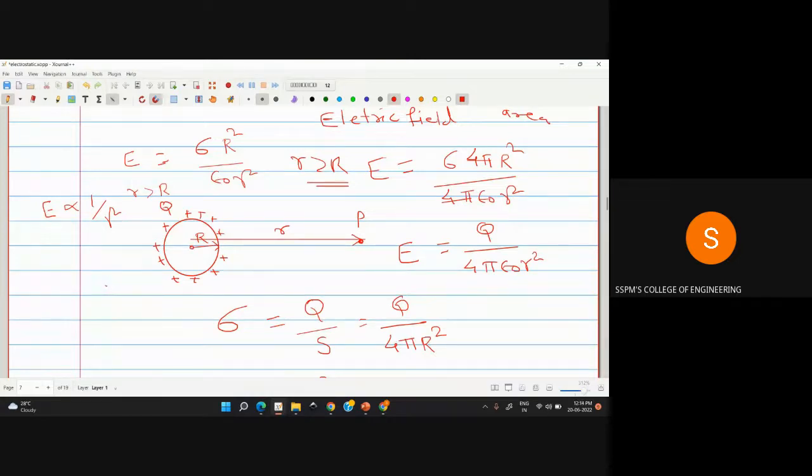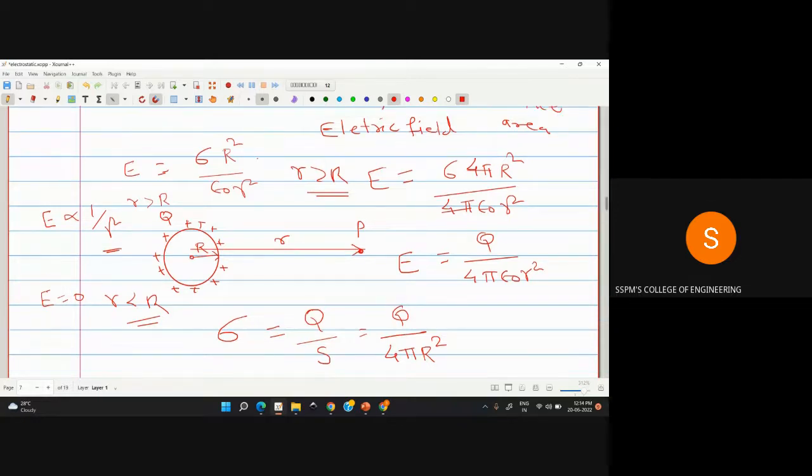But if r is less than capital R, then what will be the electric field? Now look at the region inside the sphere. There is no charge present over here. So what will be the electric field? The electric field is zero inside the sphere. And outside the sphere, the electric field is inversely proportional to r square. So what will be the correct option?